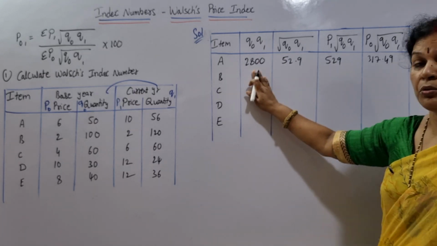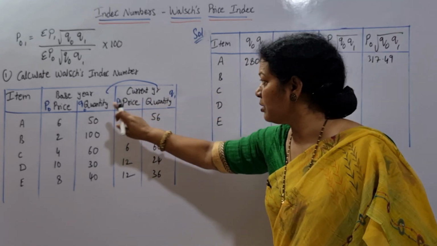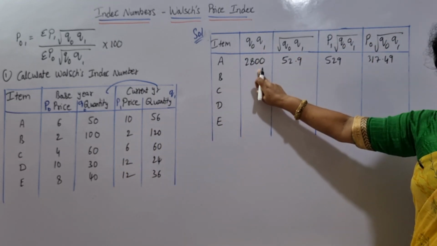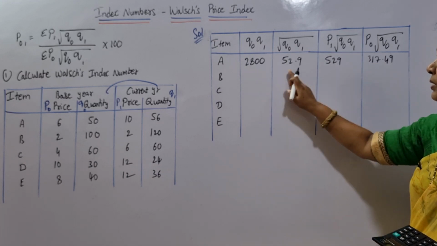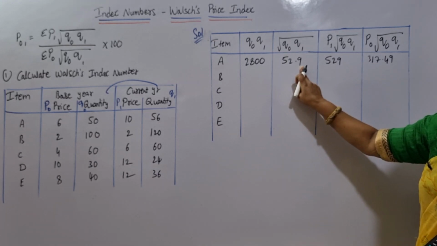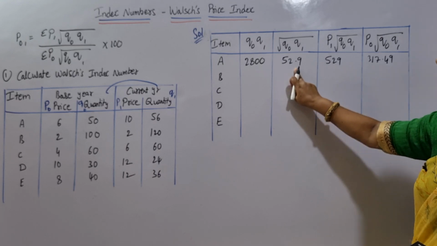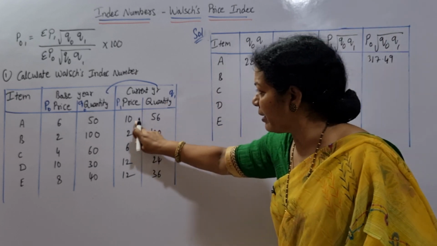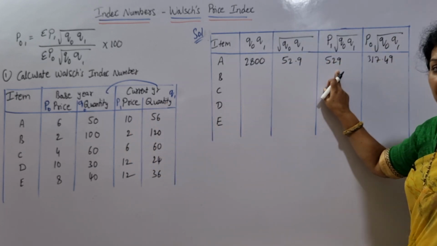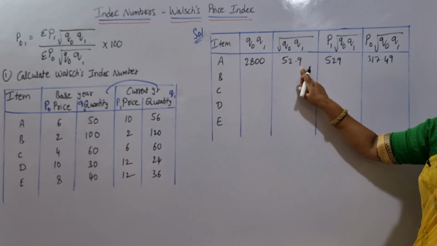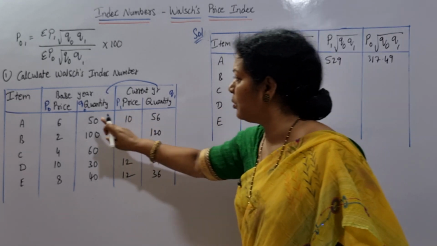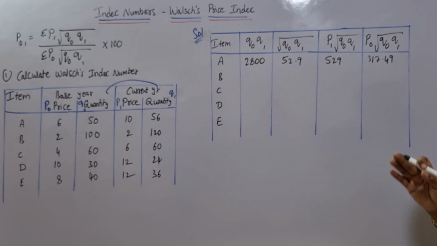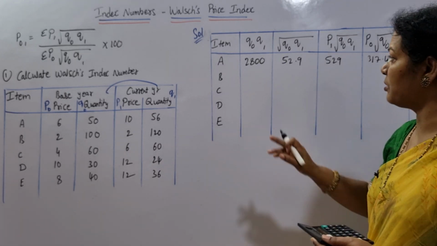What I have done: first Q0 Q1 multiplied, 50 into 56, you got 2800. I have removed the root from 2800 and we are getting 52.9. This 52.9, once we multiply with P1, which means 10, it's coming to 529. In the same way, 52.9 multiplied with P0, P0 means 6, so we are getting 317.49.